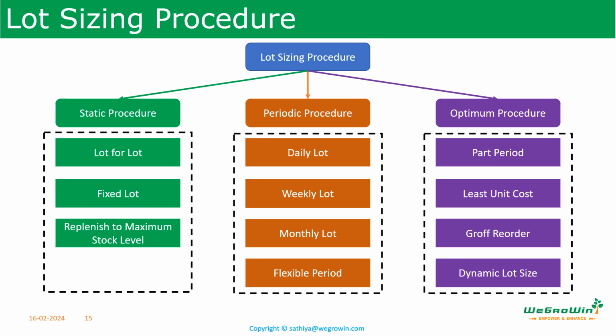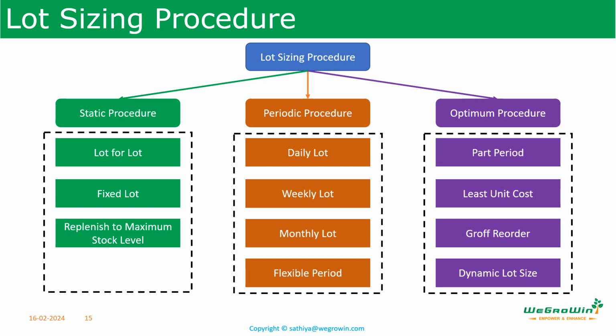The second is the periodic procedure, where we can accumulate the requirements of daily, weekly or monthly requirements, or a flexible period, say 10 days, 15 days, 20 days, like that. Next is the optimum procedure, where it has to optimize the cost and also the inventory based on the past period, or least unit cost, or the groff reorder point method, or the dynamic lot size method. So these are the things which you need to understand.